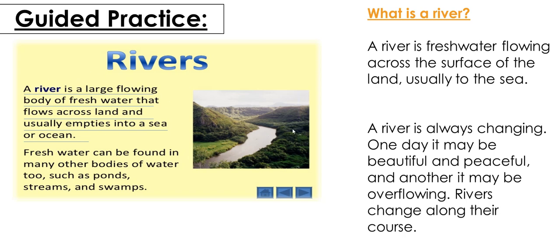A river is always changing. One day it may be beautiful and peaceful, and another it may be overflowing. Rivers change along their course. In some countries there is a lot of rain, and when it rains a lot, the rivers might overflow. But when it is very sunny for many days, a river is usually very beautiful and peaceful.